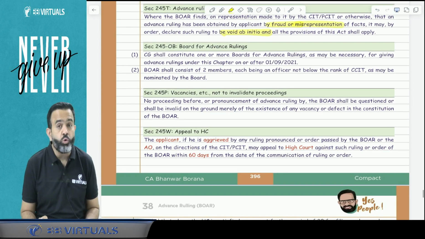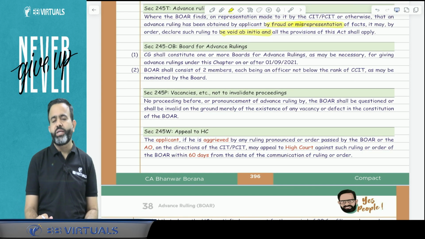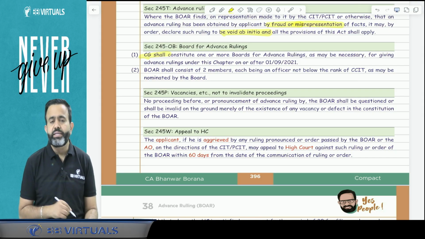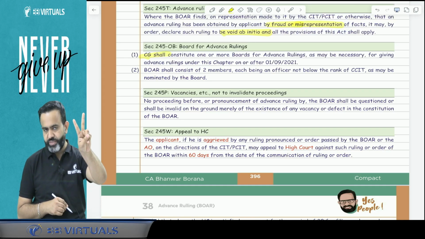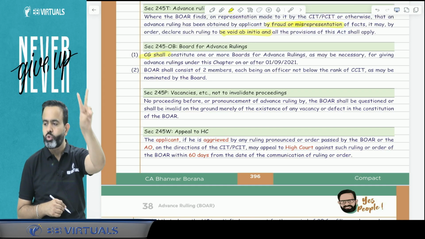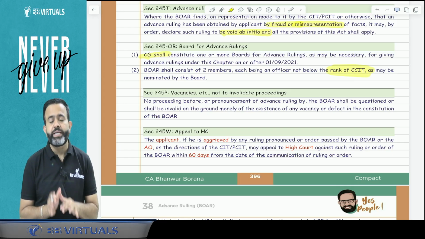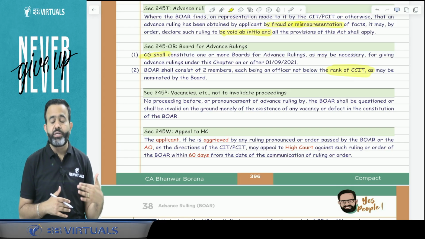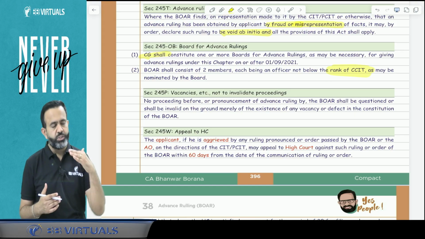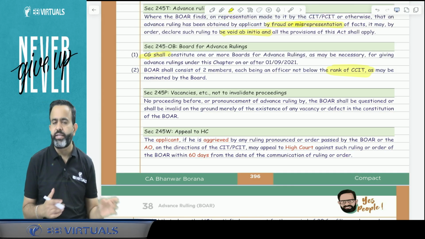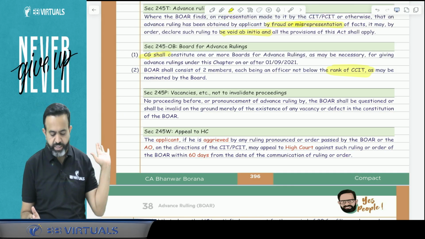Now the next part is, who will be the judges in the Board for Advance Ruling? Here the lawmaker says that the Board will be constituted by the central government. And in every Board there will be 2 members or 2 judges, and both members should not be below the rank of CCIT, means they should be of the rank of CCIT or higher. CCIT means Chief Commissioner of Income Tax.